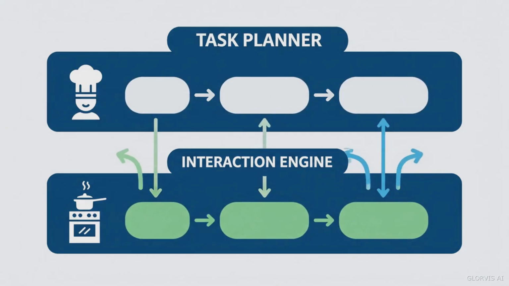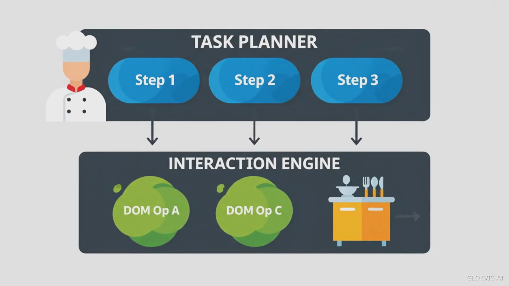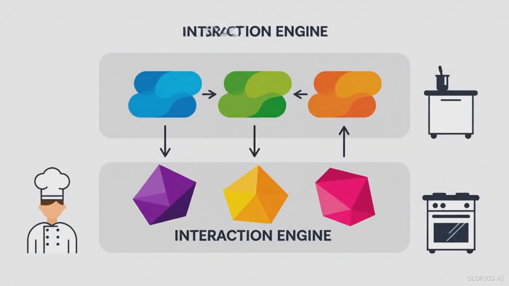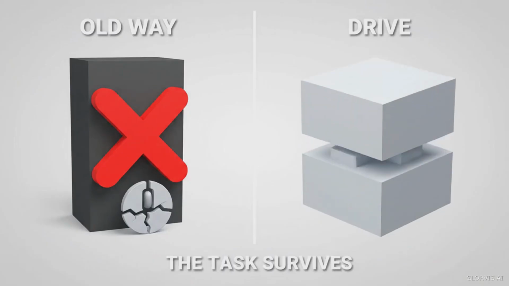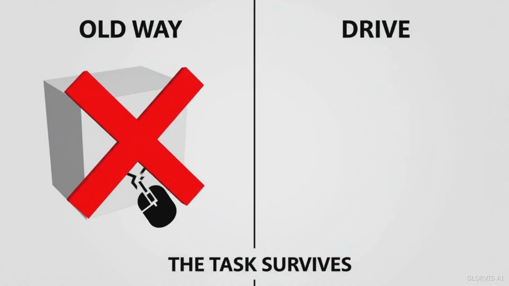Drive stands for the idea of decoupling reasoning from interaction, the cleanest way I can describe it. A normal web agent has one big model that thinks about what to do and figures out how to click at the same time. Drive splits that into two layers.